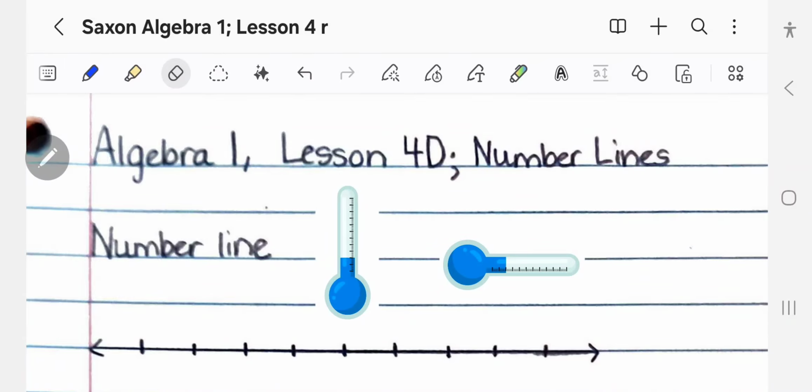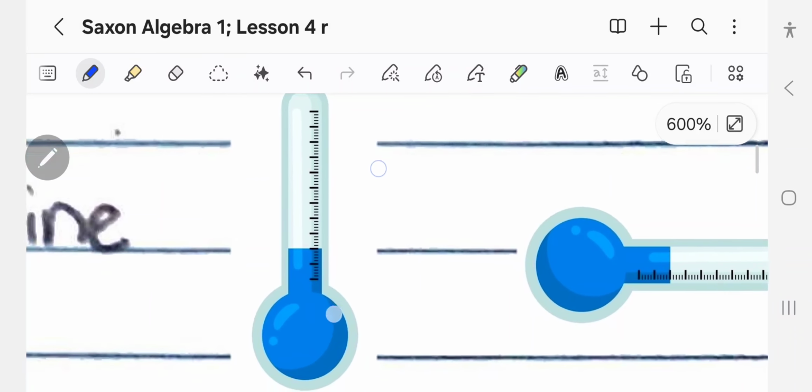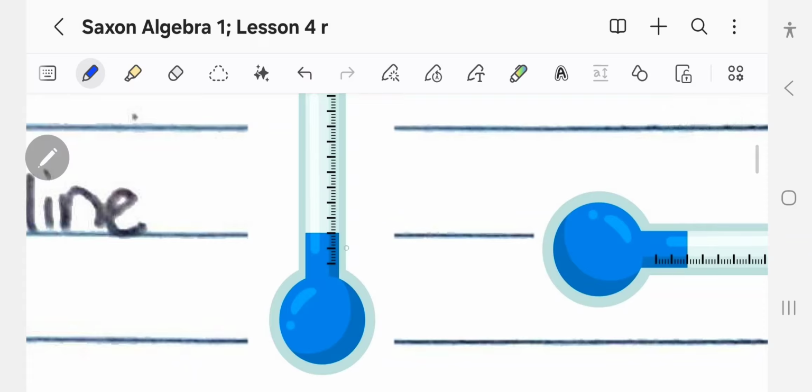This is Algebra 1, Lesson 4D, number lines. So a number line just shows all of the numbers in order, or the numbers you're talking about in order. It reminds me of a thermometer. If you take a thermometer, like I have pictured right here, and if we can zoom in, you would have numbers on your thermometer. Maybe it's at 20 degrees, 30 degrees, and going up.